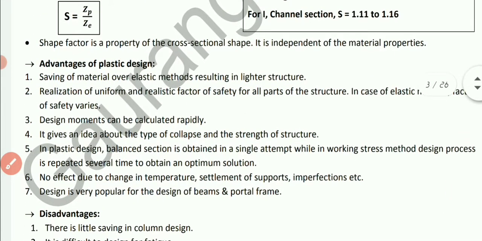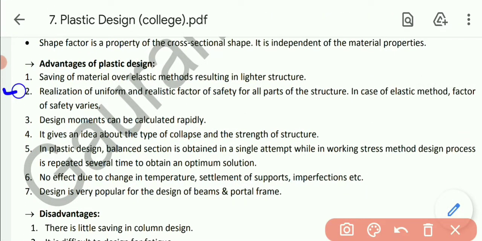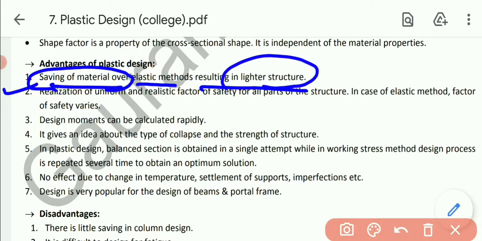Okay. Now, advantages of plastic design. So first one, saving of the material over the elastic method, resulting in a lighter structure. So ultimately, using the plastic method we can save the material, so ultimately it will be economical as well as light in weight.